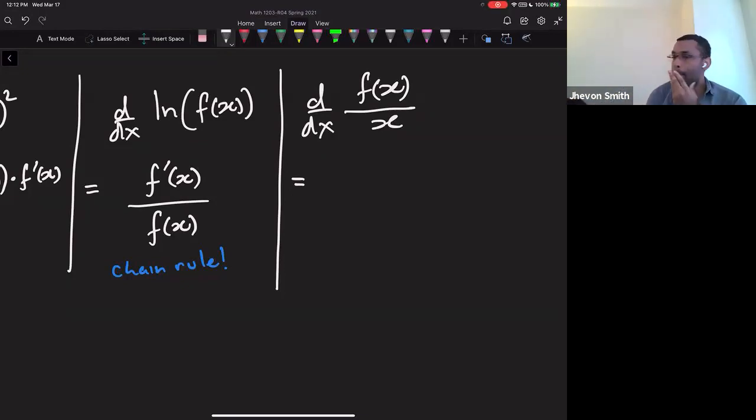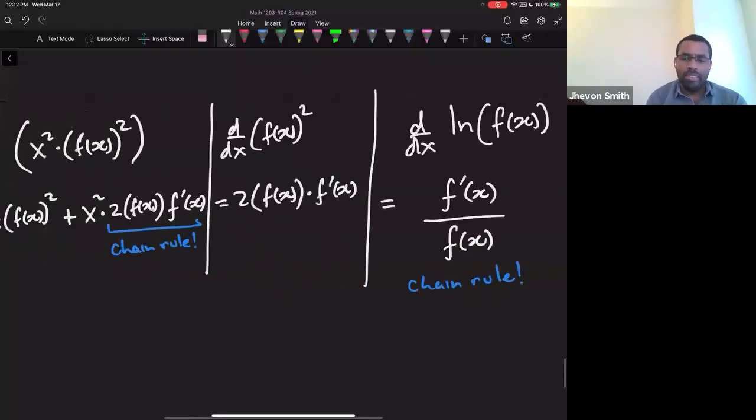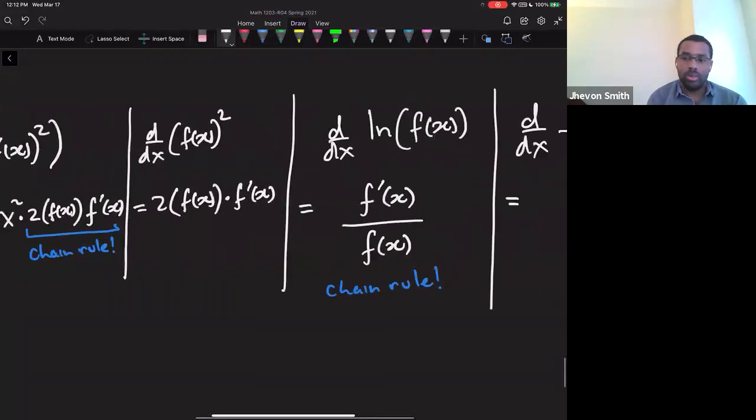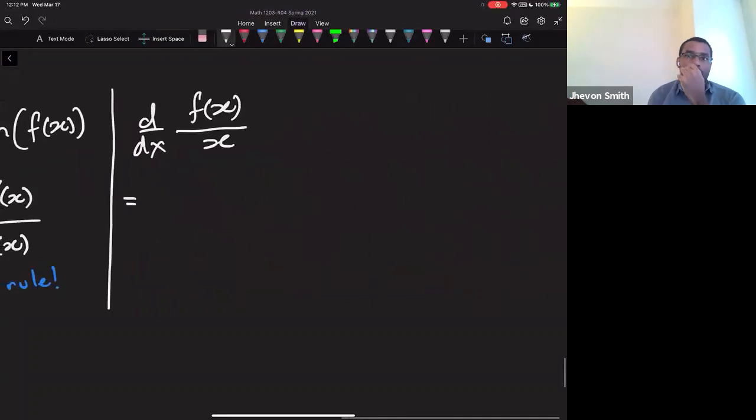Bring the x to the top and do product rule. Yeah, that could work. Let's leave it as quotient rule for now, though, because we already have examples of us doing product rules. So I actually want you to think about this within the context of the quotient rule specifically, because you might want to do that later on.